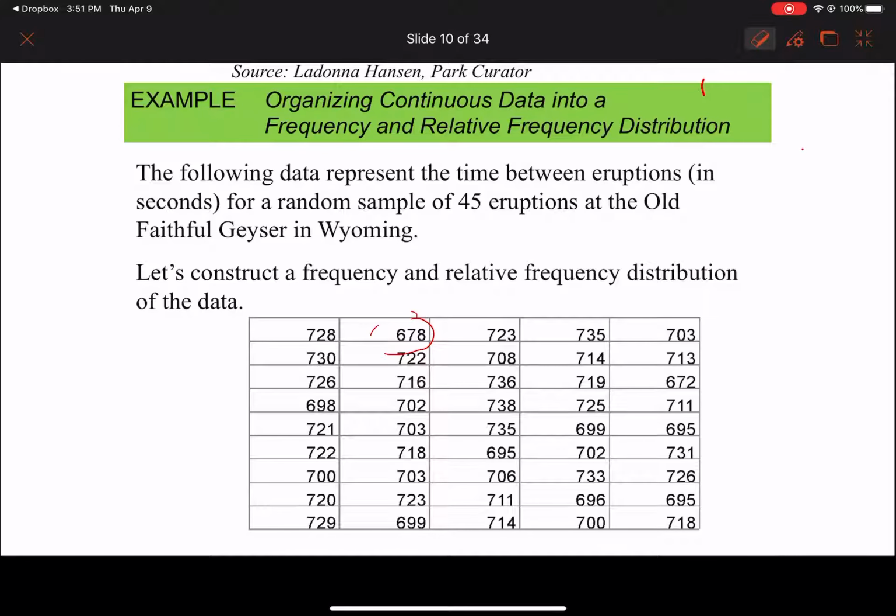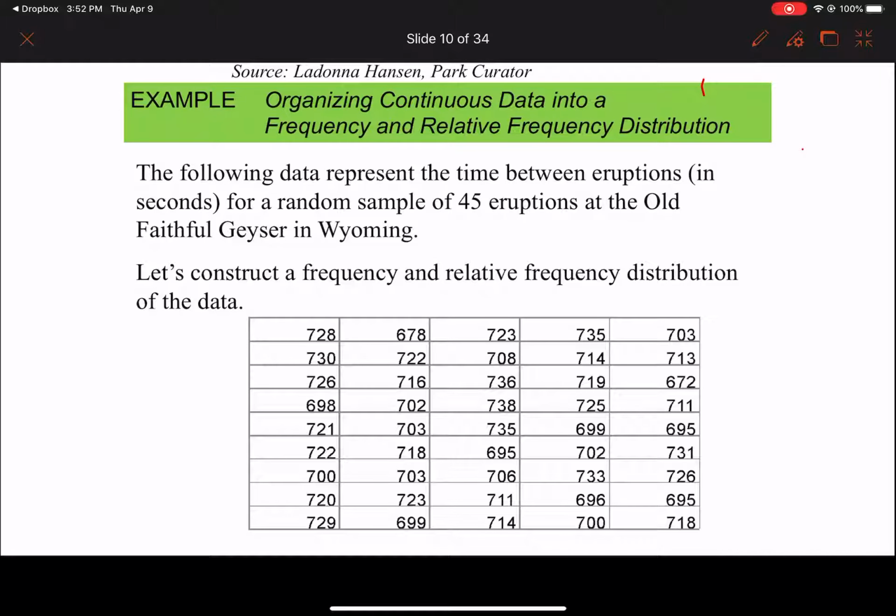Hopefully that part makes sense to you. Let me know if it doesn't. So we are looking at 45 random eruptions of Old Faithful Geyser in Wyoming. This is our raw data. So the raw data, we are going to create a histogram, a frequency and a relative frequency histogram with this.